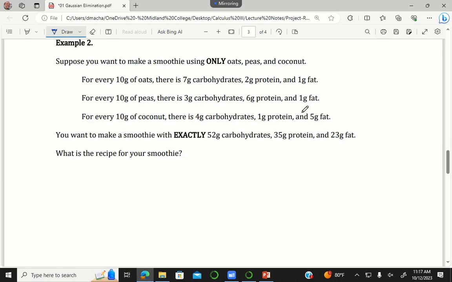Okay, so here's a practical example of where you might want to use this. Suppose that you wanted to make yourself a smoothie. You're like a fitness nut. Maybe you want to track your macros and whatever. You've got certain health goals. You say, I want to make a smoothie for breakfast, and the only ingredients that I want to use are oats and peas and coconut.